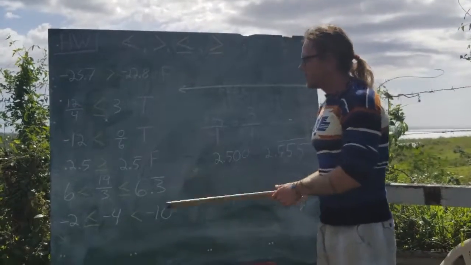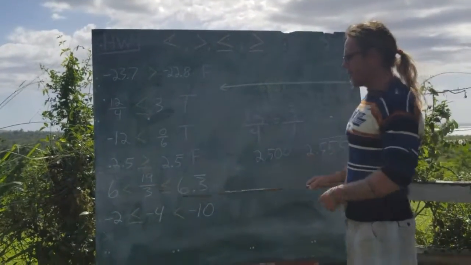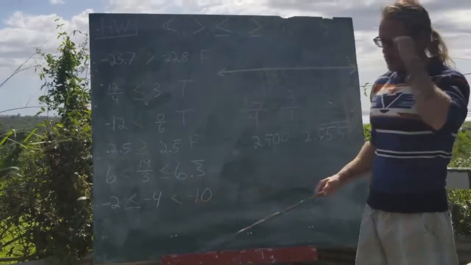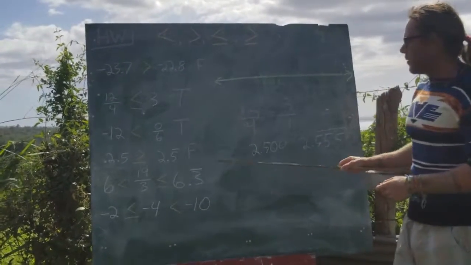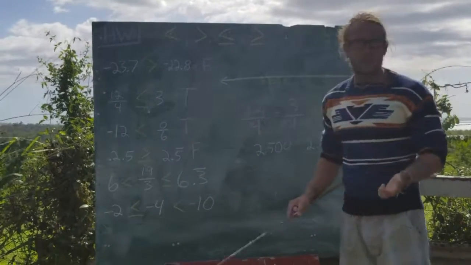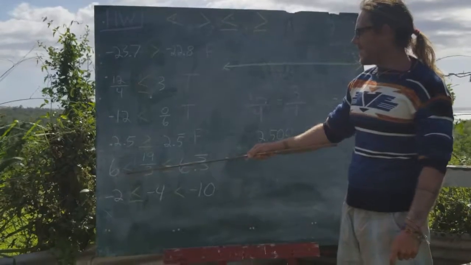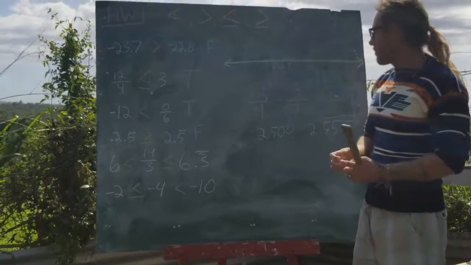All right. An inequality with 3 different numbers. So in order for this to be a true statement, we're not interested in partly true or quasi-true. All of these relations will have to be true to make this a true statement. So let's first look at, is 6 less than 19 over 3?